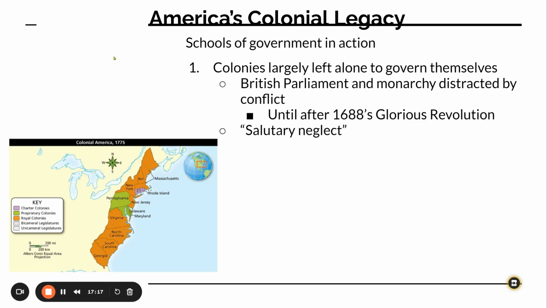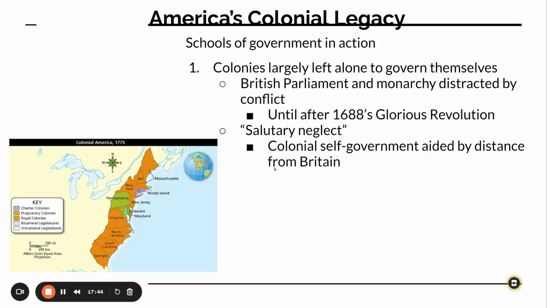And even when the British in Britain are not distracted, we still have a phenomenon that is known as salutary neglect. Another way to say this would be benevolent neglect. You should remember it, though, as salutary neglect for the purposes of this class. But if you can't remember what salutary means, think of benevolent neglect. Benevolent neglect. Meaning being neglected was good.